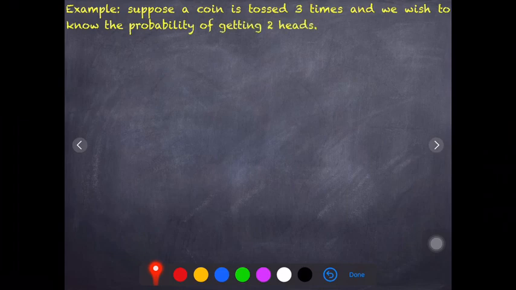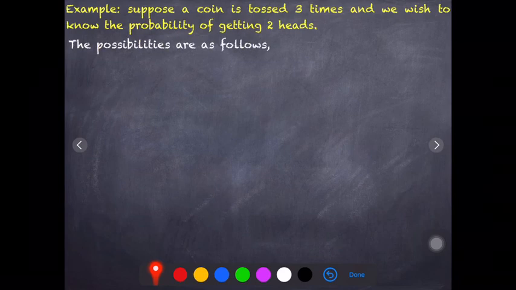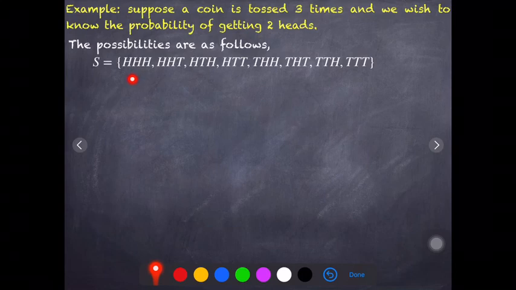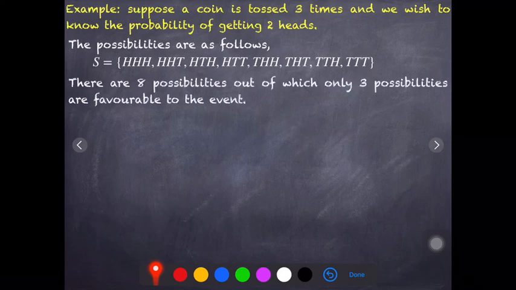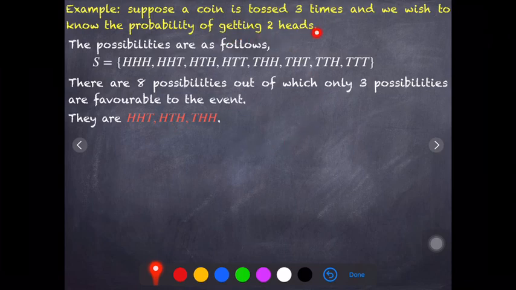Next, I will consider one example to illustrate this definition. I will consider tossing a coin 3 times, and we wish to know the probability of getting 2 heads. The possibilities are as follows. We have a total of 8 possible outcomes for 3 trials, that is HHH, HHT and so on up to TTT. In these 8 possible outcomes we have only 3 possibilities for our favorable event, that is HHT, HTH and THH, that is, getting 2 heads. Wherever 2 heads are there, I will consider that my success case.